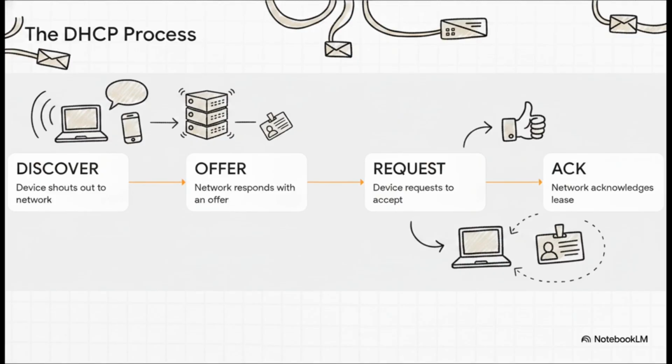When you first connect, your device literally shouts out with a discover message. The network hears it and responds with an offer. Then your device sends back a request to say, yeah, I'll take that. And finally, the network locks it in with an ACK, or an acknowledgement. Through this really quick four-step sequence, DHCP hands your device its temporary ID badge. And just like a real visitor badge, this lease eventually expires and has to be renewed.